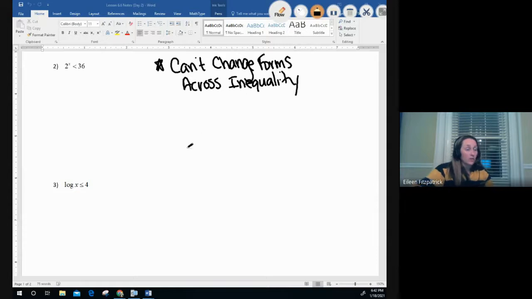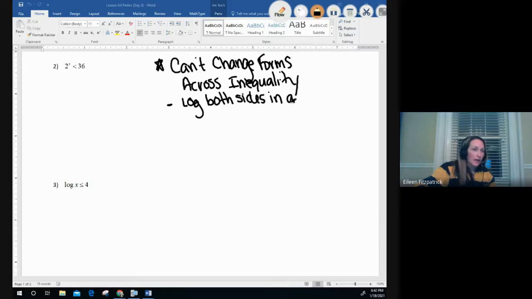Okay, so if you have an inequality, changing forms is not going to be an option. Instead, you're going to log both sides in a helpful base, and I'll explain what I mean by this, to free the variable.